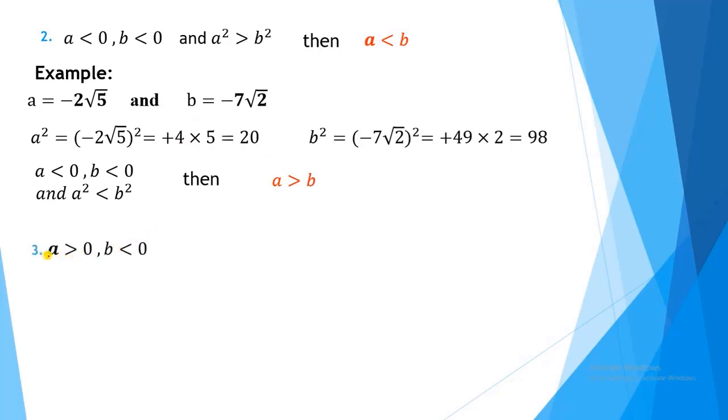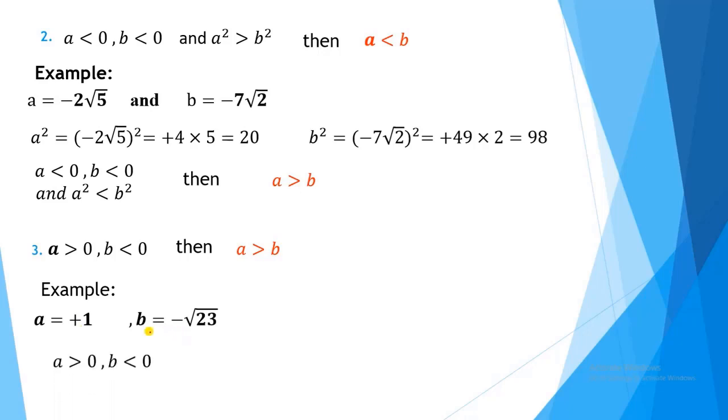Here, if we have A positive and B negative, this is a trivial one, because every positive number is greater than a negative number. A is greater than B. Example, if we have A equal plus 1 and B equal minus radical 23, A is positive, plus 1, B is negative. So without solving, it is trivial. This is a trivial example. A is greater than B.